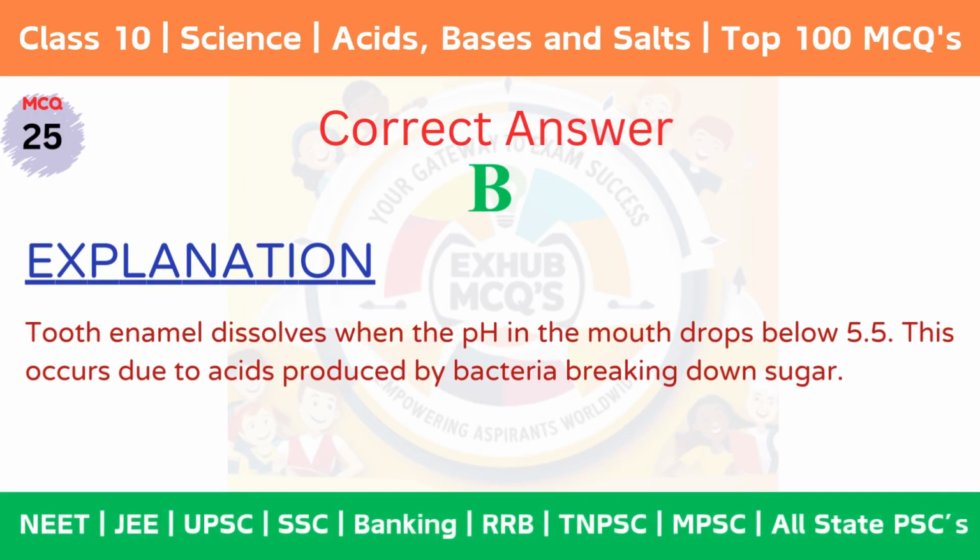The correct answer is option B, enamel dissolves. Explanation. Tooth enamel, made of calcium phosphate, dissolves when the pH in the mouth drops below 5.5. Acidic conditions caused by bacteria breaking down sugar lead to tooth decay.